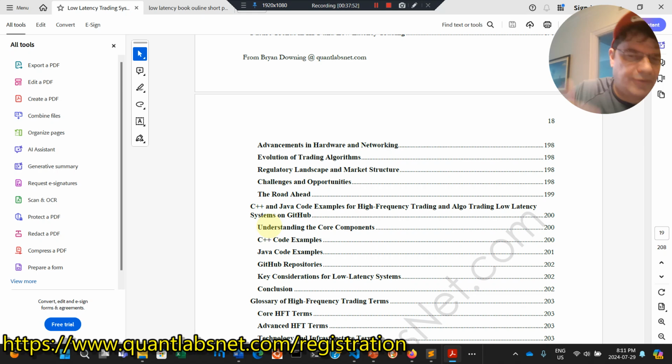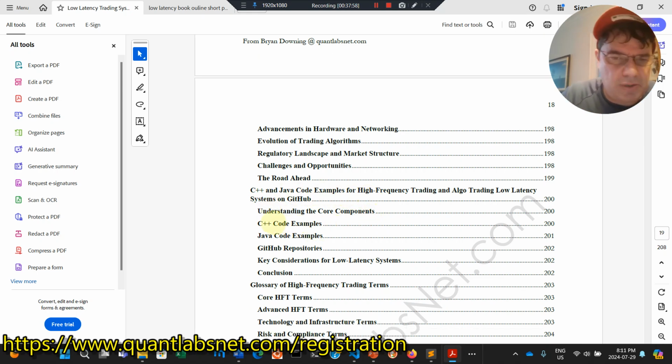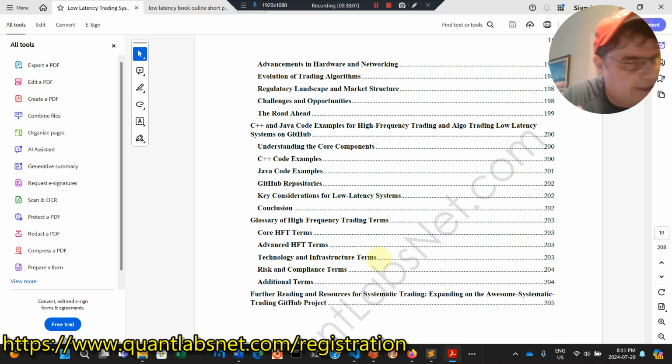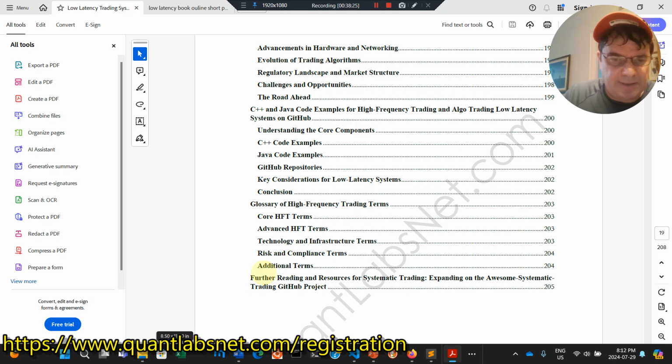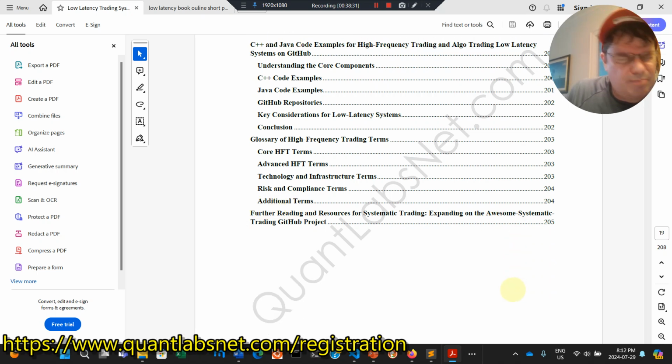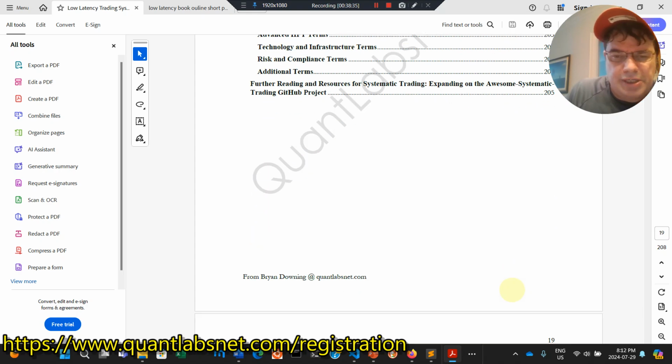Okay, so I went through GitHub looking for C++ and Java code examples. There were a few here. So we got core components, C++, Java code, GitHub repositories, and key consideration for low latency. They exist, but they're not all-inclusive. There's bits and pieces, but here I do my best to show you those examples. So we have a glossary for all the trading terms for HFT, advanced technology infrastructure, risk and compliance, and additional terms. I've also given you some other books you can look at, for blogs and other free resources.